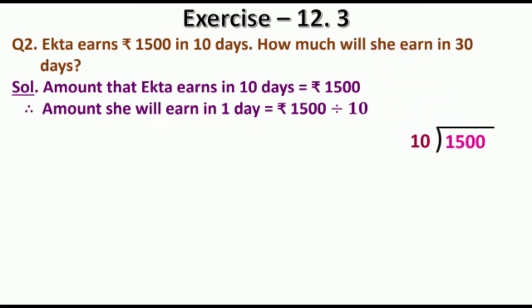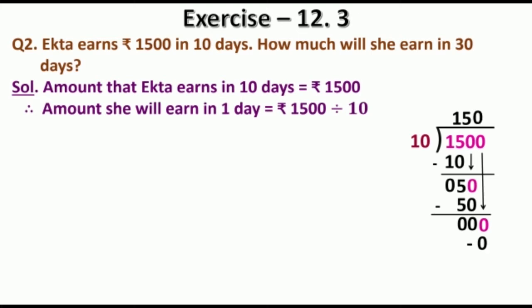So let's see how to divide this, children. First we will do 10 ones are 10. We will write 1 in the quotient and 10 below 15. Now we have to subtract this 10 from 15. So we are getting 5 here. Then we will bring this 0 down. It will become 50. Then 10 5s are 50. Then subtract 50 from 50. You will get 0. Now bring the next 0 down. Then 10 zeros are 0 we will do. So the remainder is 0 and the quotient is 150. So the amount she will earn in 1 day will be rupees 150.